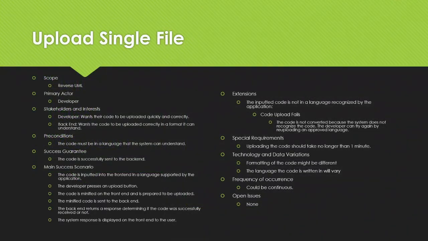So if we're uploading a single file, we have the normal scenario where the user wants to have their code uploaded and changed into a diagram. They upload. The precondition is that it must be, like I said earlier, a language that the system can understand. If it's an object-oriented system, then you can't put in a random computer language like binary or Visual Basic. It needs to be one that's actually in there, like Java, Ruby, stuff that has actually been defined in this database.